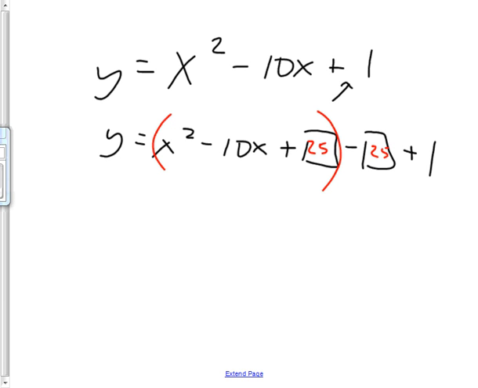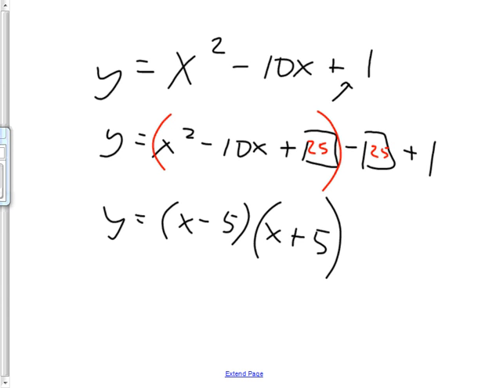Okay. Here we go. This one breaks into x minus 5 and x plus 5. No, wait, I can't do that. That's not a perfect square. See, it has to be minus and minus. They have to both be the same. And then minus 24. Final answer, I could have skipped that step and just gone right to this: x minus 5 squared minus 24.